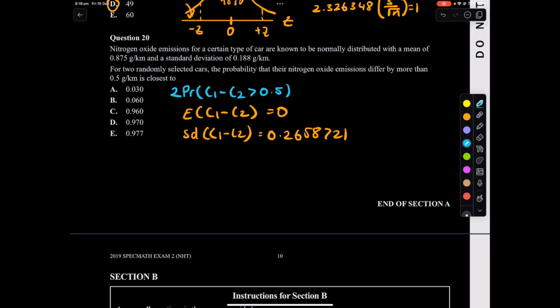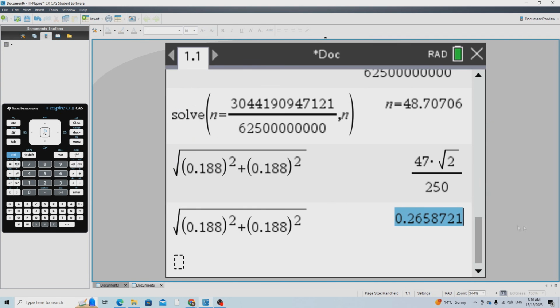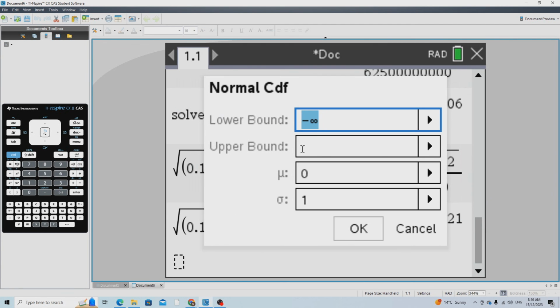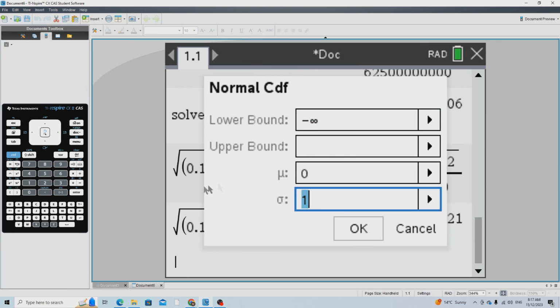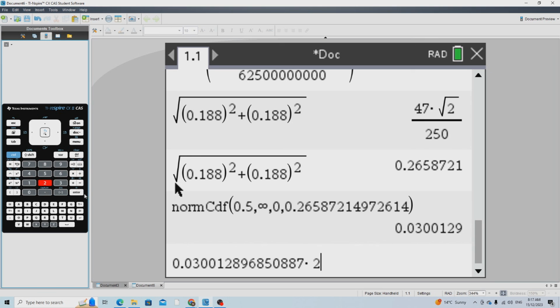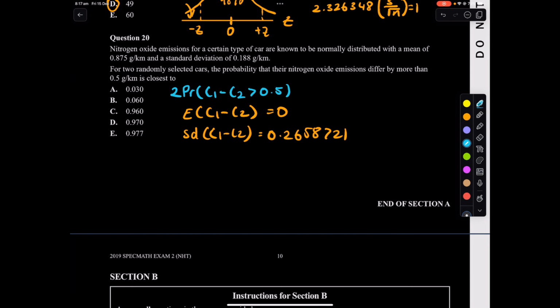So let's use our calculator. Let's first calculate the probability of this and then multiply by 2. So if we go to menu and go to probability, well, let me copy this actually. All right, probability distributions, this. We know the lower bound is going to be 0.5 and it's going to go to infinity. We know that the mean is 0 and the standard deviation is this. Press OK. Nothing, let's try it again. That's 0.5 and that's infinity. Enter, and we get this. Then we multiply by 2, because remember what we just did, and that gives us 0.06, which is B as your answer.